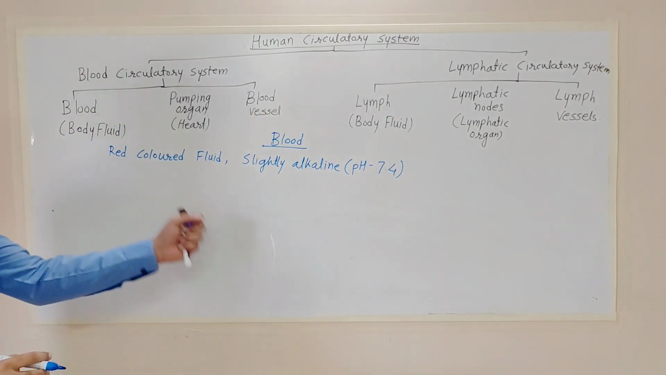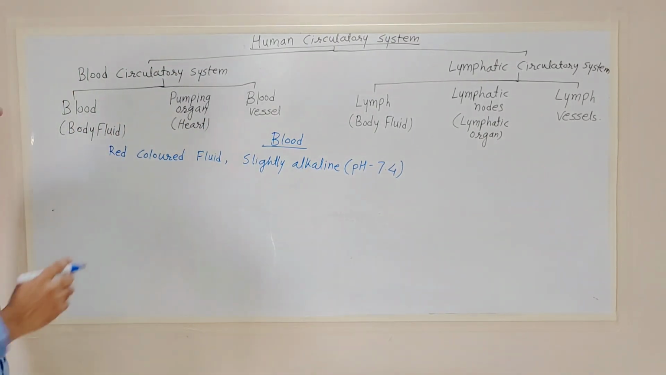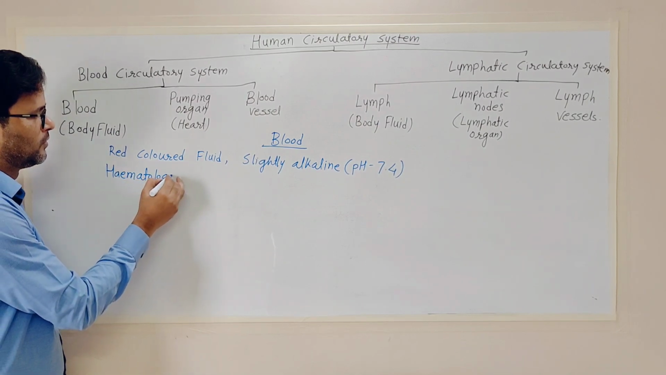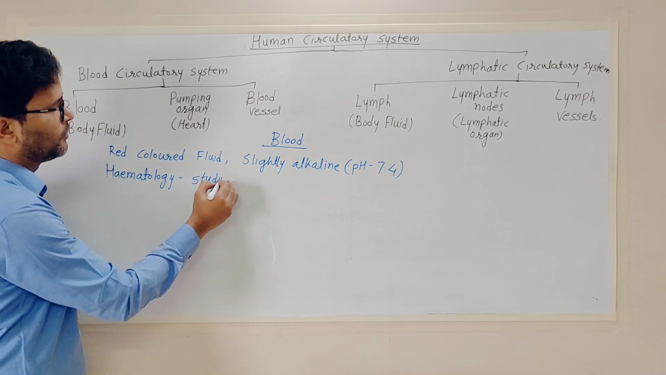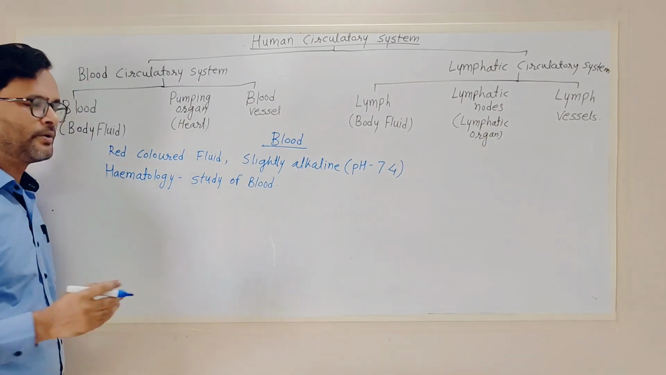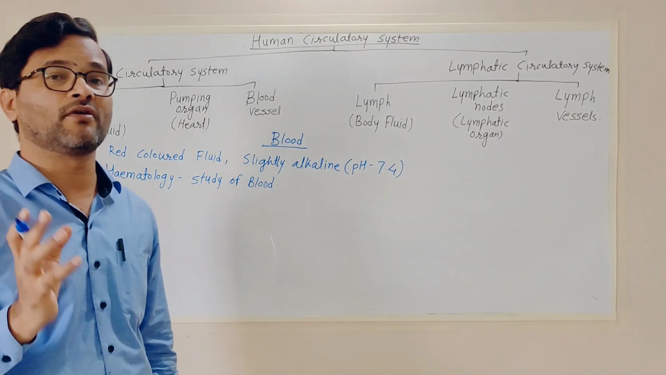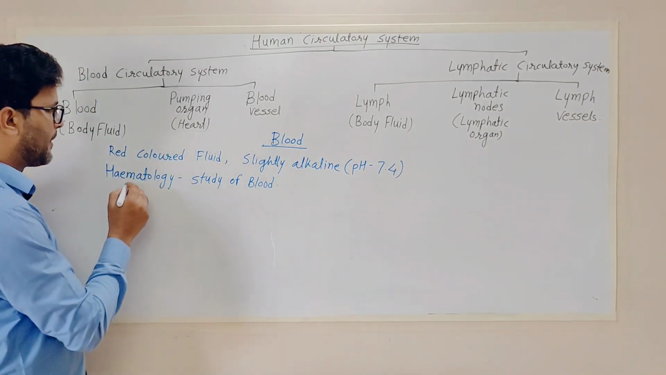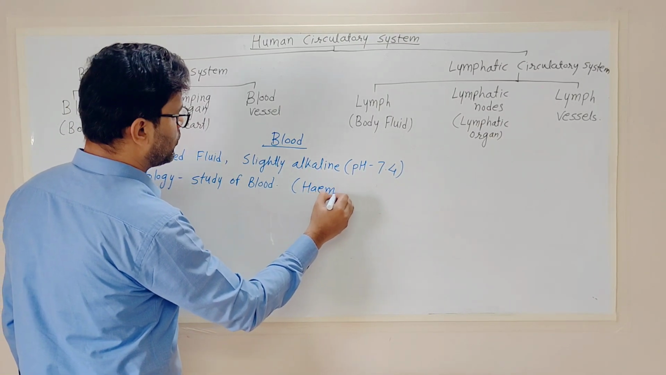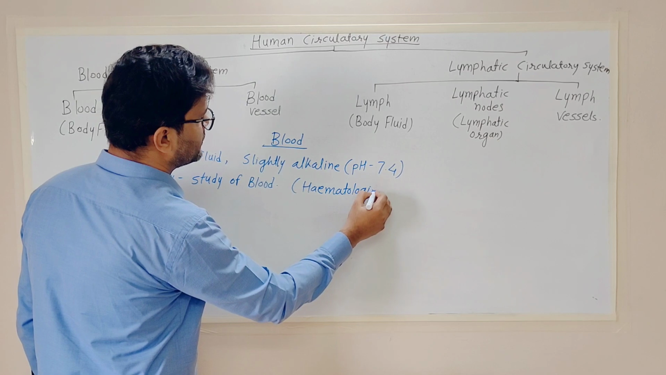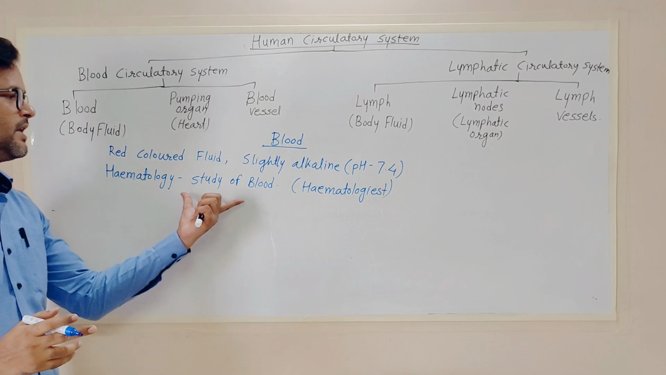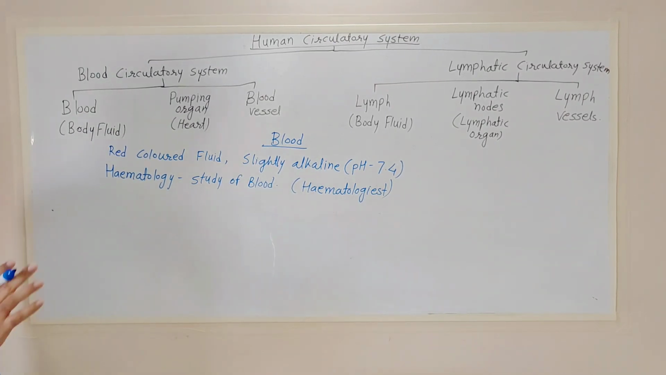Clear? Now the study of blood is hematology. Hematology means the study of blood. Clear? And the person who performs the study of blood is known as a hematologist. So the doctor who performs the study of the blood is the hematologist.